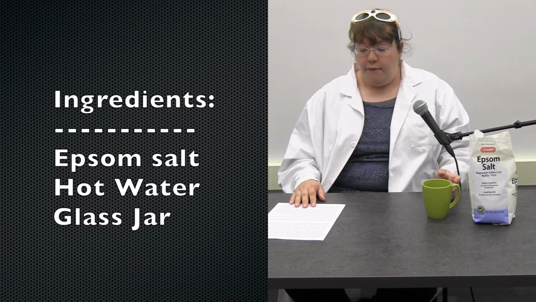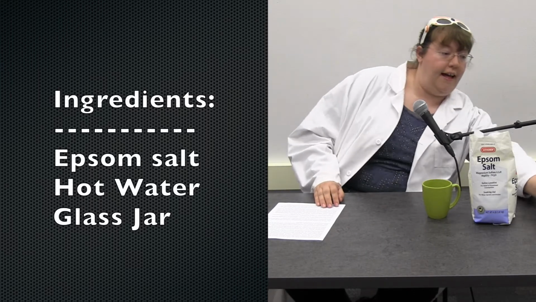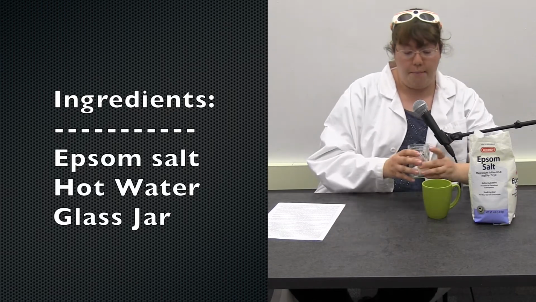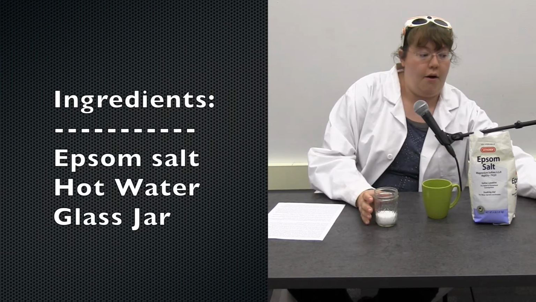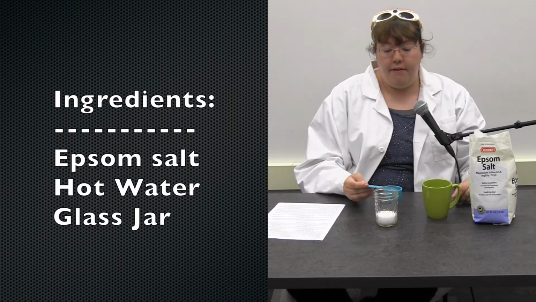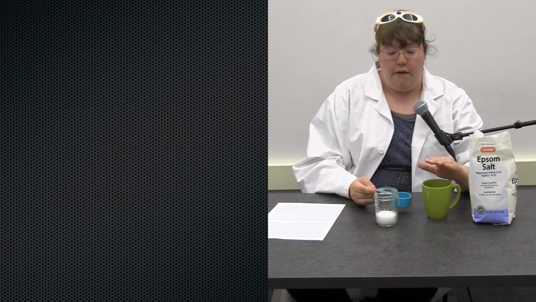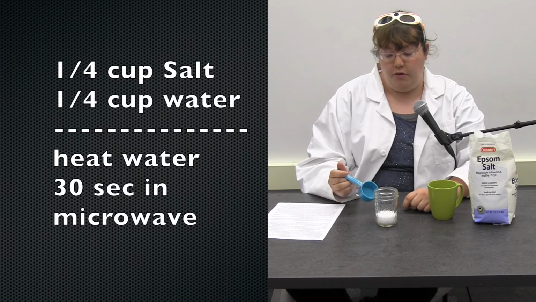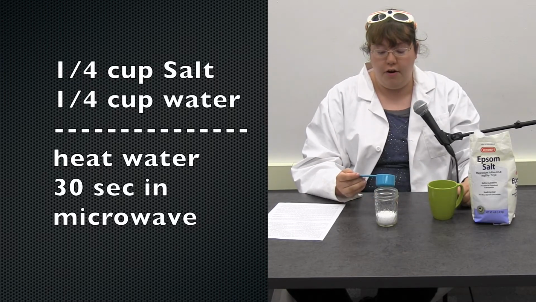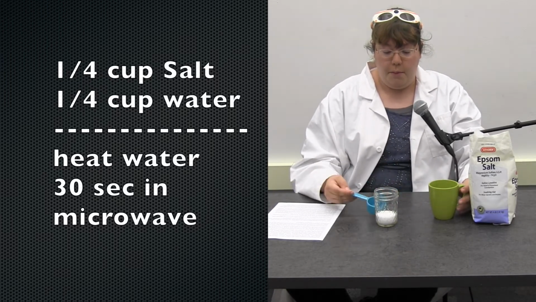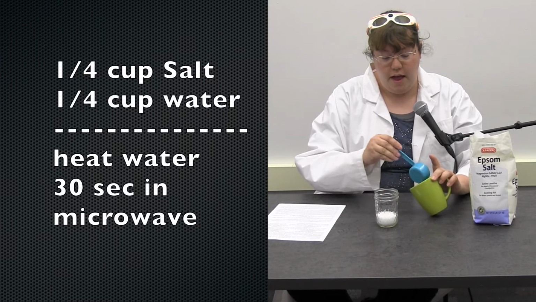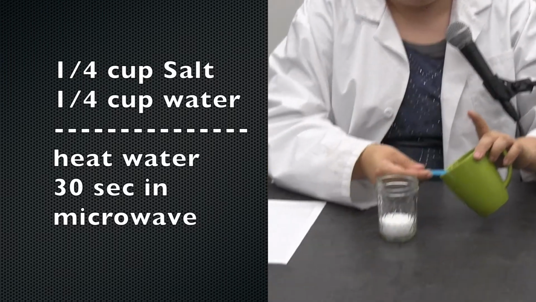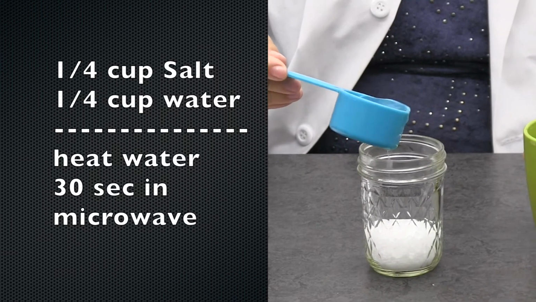So first off, I'm going to need to get a glass jar, and I'm going to want to pour my Epsom salt in it. Now, I want the same amount of Epsom salt as I have of the water. So I'm putting in 1/4 because I have a small jar. If you have a bigger jar, you might want to put more in. So I put 1/4 a cup of Epsom salt, and then I want to put in 1/4 a cup of water.